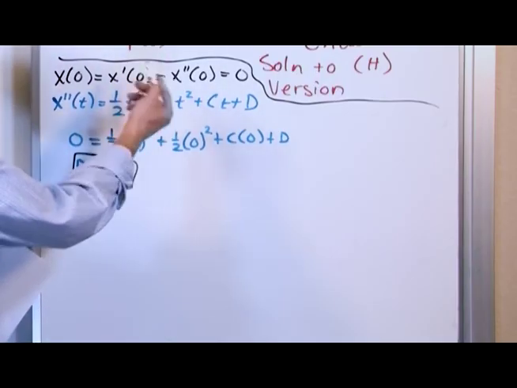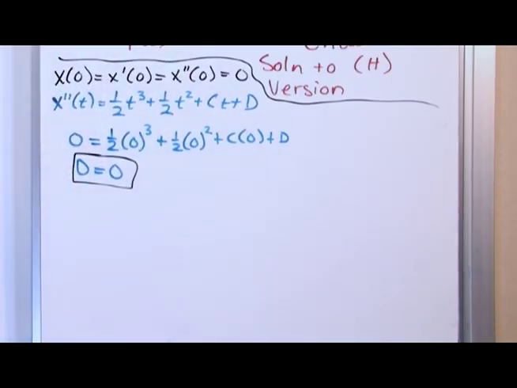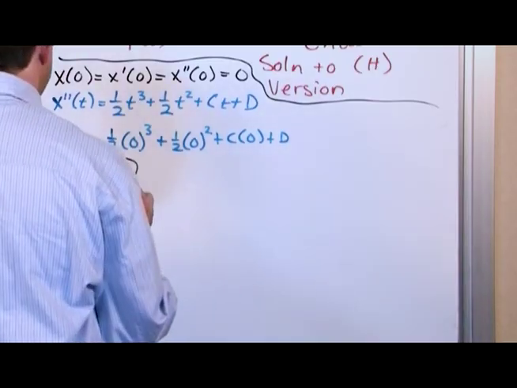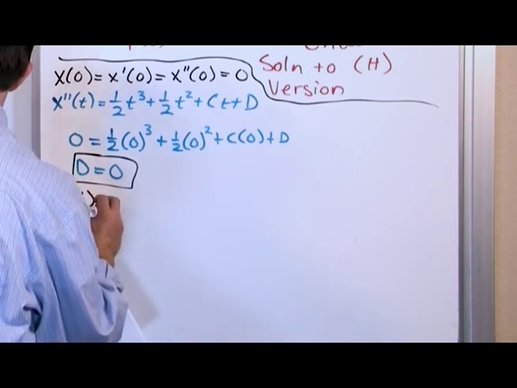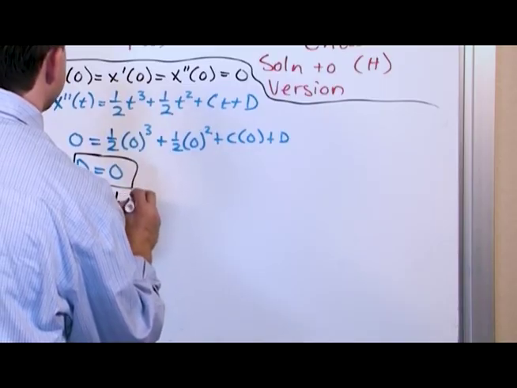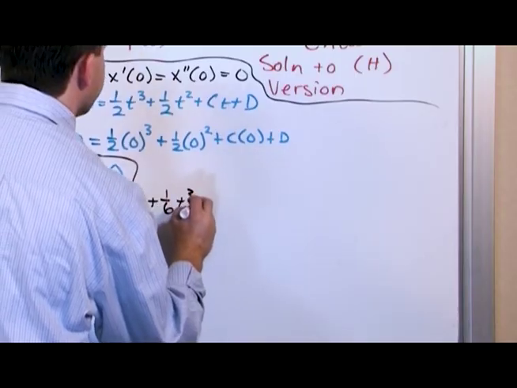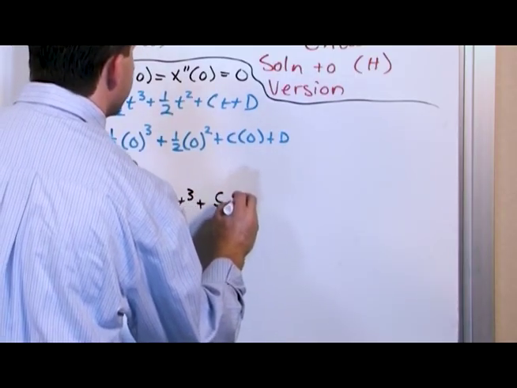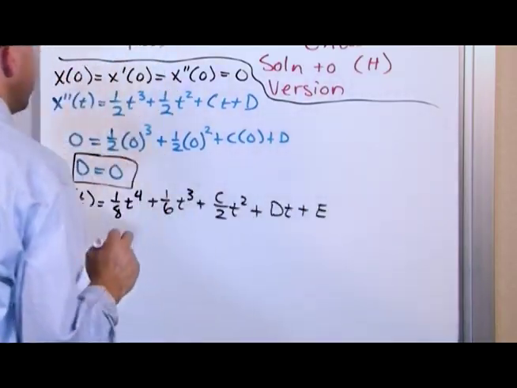Now, in order to make progress, we need to go backwards, looking at the first derivative. We know what the first derivative is. We've used that right here. So the first derivative is 1/8 t to the 4th power plus 1/6 t to the 3rd power plus c over 2 t squared plus d times t plus e. That is the first derivative.